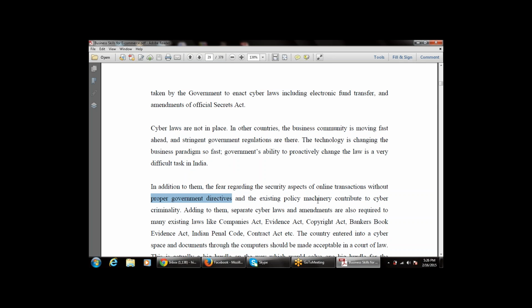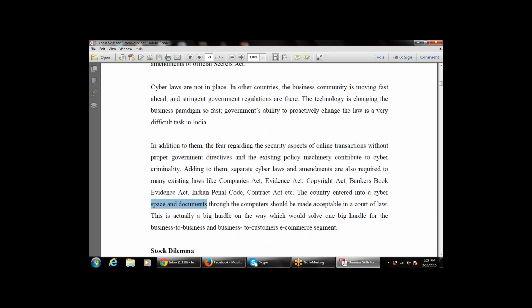Whenever there is an online transaction without any rules, regulations or cyber laws, the poor policy machinery contributes to cyber criminality. Separate cyber laws and amendments are also required to many existing laws like the Companies Act, Evidence Act, Copyright Act, Bankers Book Evidence Act, Indian Penal Code, Contract Act, etc. These are the acts, rules and regulations that must be there while doing transactions over the internet. The country has entered into cyberspace, and documents created through the computer should be made acceptable in a court of law.